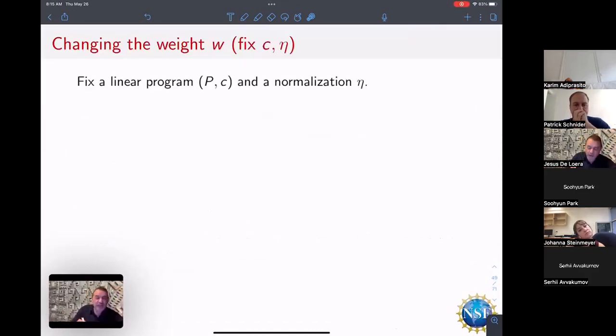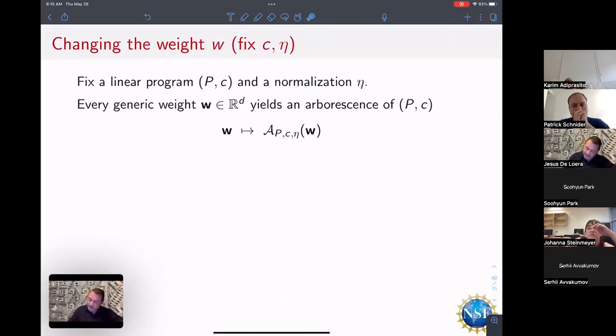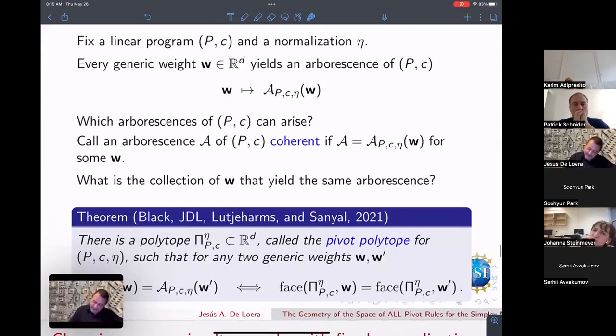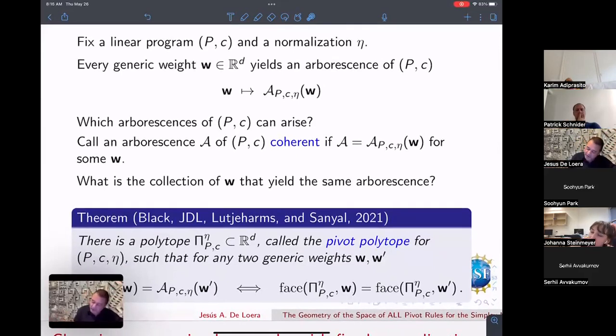If you change the weight and you fix the objective function, you have a linear program and a normalization, and now you let the other weight change in many different ways. What you get, let me just get to the theorem because I'm running out of time, is a polytope that we call the pivot rule polytope, whose vertices correspond to the different arborescences that you can obtain from the NW rules.